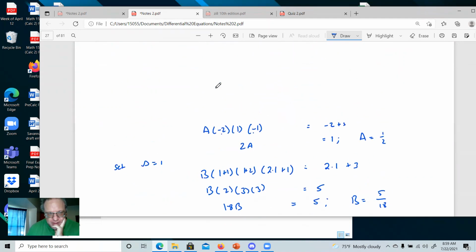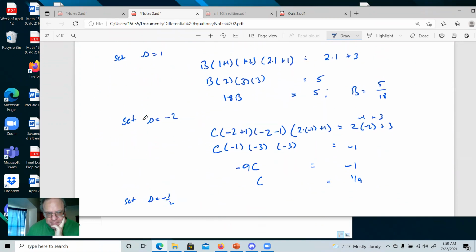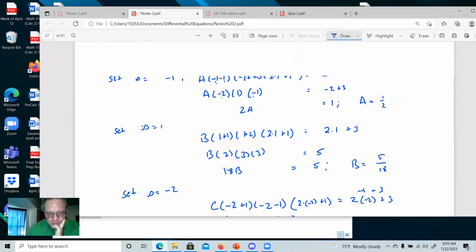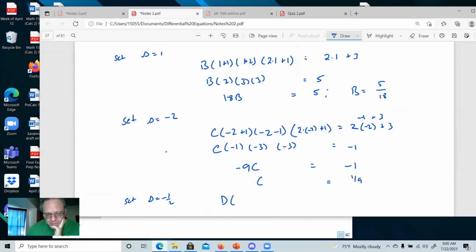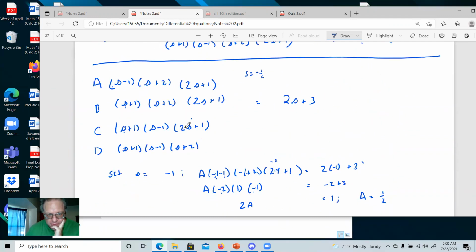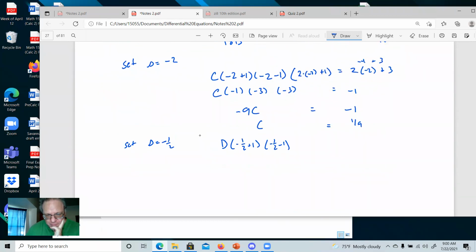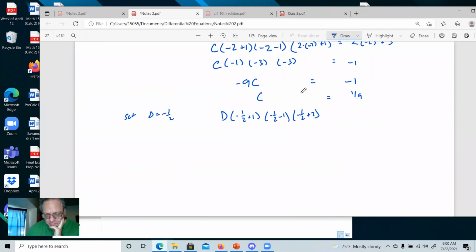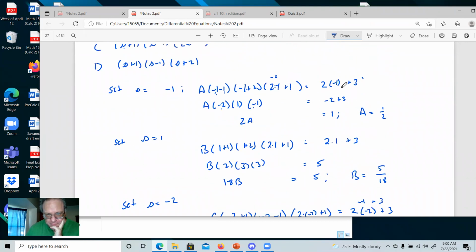All right, let's see what we got here. We've got d times, and now we have negative 1/2 plus 1. All right, we have negative 1/2 minus 1. And we have negative 1/2 plus 2. All right. And on the other side, we have 2 times negative 1/2 plus 3.